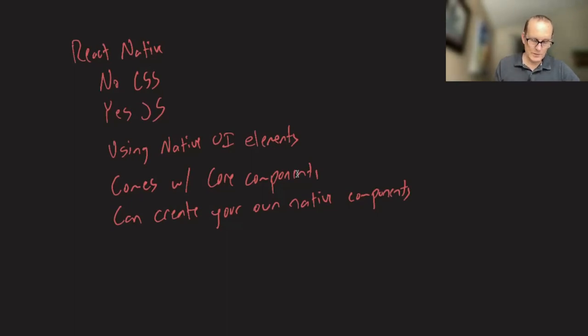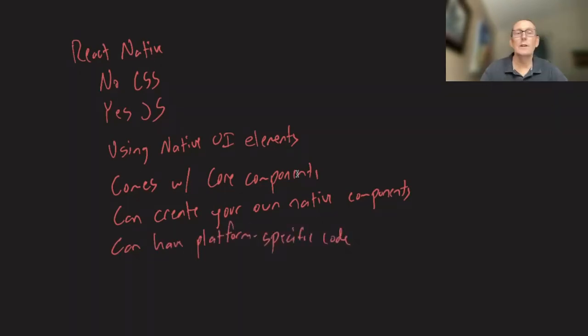You can also have platform-specific code. You can have whole files of JavaScript that are specific to Android or to iOS. In fact, you can just use a suffix and it'll pick one or the other. Or you can programmatically have code by checking the platform, seeing what platform you're on, and then doing different things.